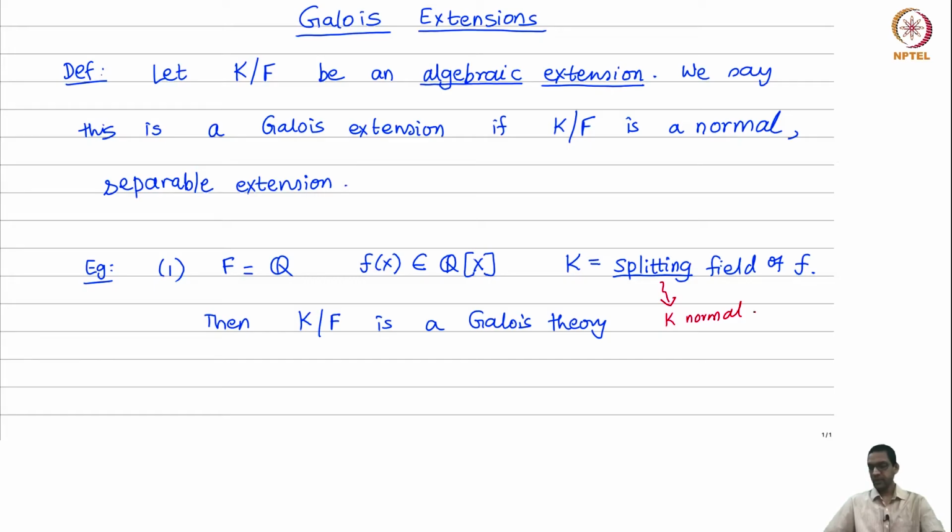And K is separable comes for free, because recall Q is a characteristic zero field, and we talked about this when we talked about separable extensions. Any algebraic extension over a characteristic zero field is automatically separable. So K is separable since the characteristic of Q is 0. And recall, we also have a version of this for characteristic p. In that case, we require the field to be perfect. So that gives a Galois extension.